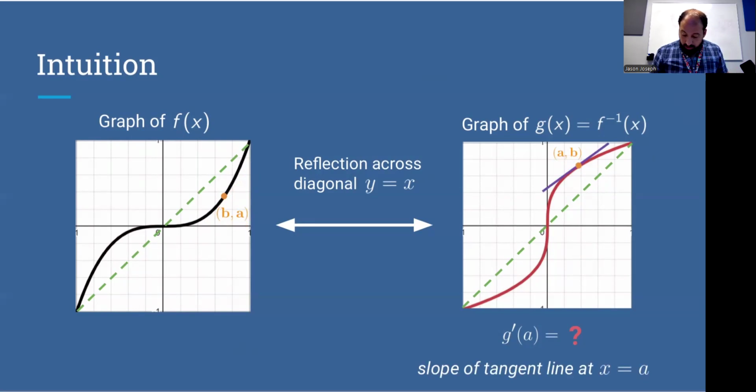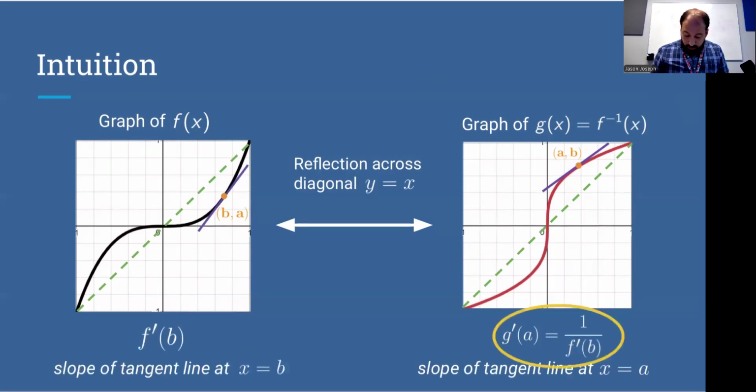So what that theorem says is that the slope you get here is just the reciprocal of the slope you get here. Another way to say that is when you multiply these two slopes, you get the number 1.